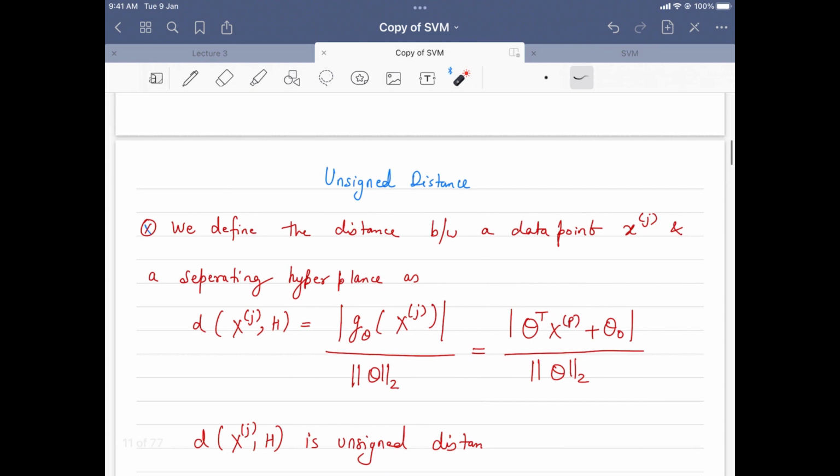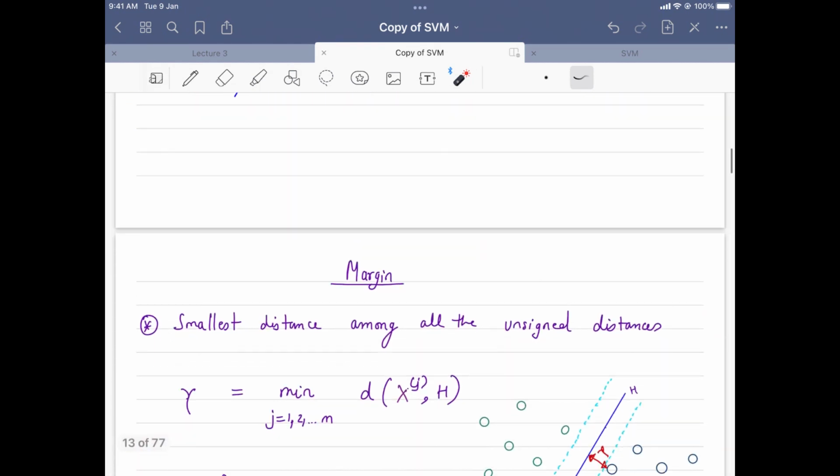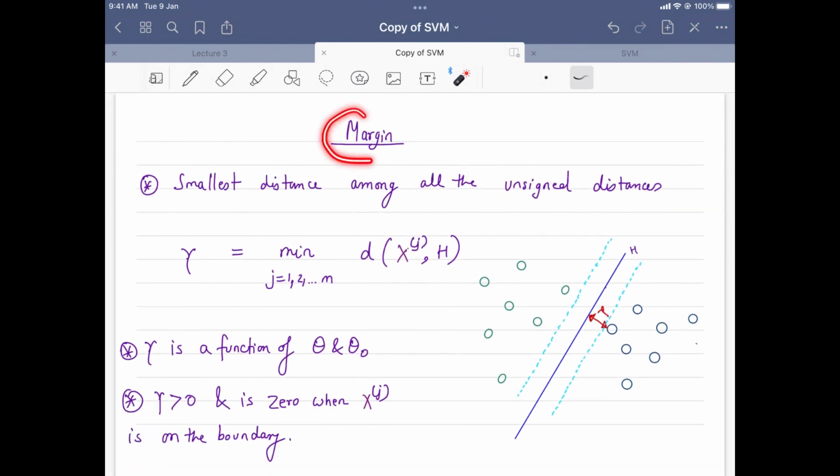So this positive value is called the unsigned distance. The margin, what we were discussing, we want to maximize the margin. If you recall, we want to maximize the margin. So margin can be represented in terms of unsigned distances as gamma. We are calling it margin, which is gamma, which is the minimum of all the distances that you will calculate. All the unsigned distances, note, that you will calculate for all the data points from the separating hyperplane, and then you take the minimum distance among all of them.